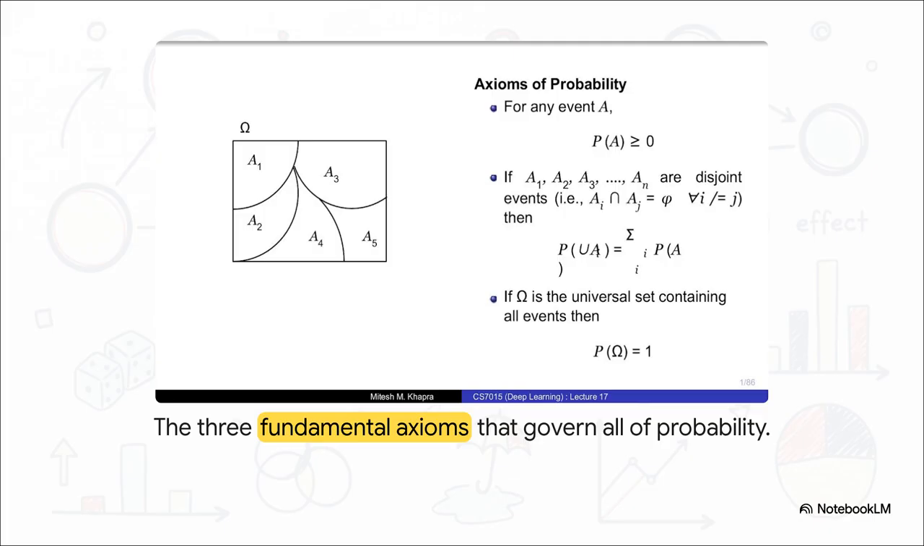Makes perfect sense. And third, if you have events that can't happen at the same time, the slide calls them disjoint, the probability of either one of them happening is just their individual probabilities added up. Think about rolling a dice. The chance of getting a 2 or a 3 is just the chance of a 2 plus the chance of a 3. And that's it. Believe it or not, every single rule in probability theory is built from these 3 simple ideas.